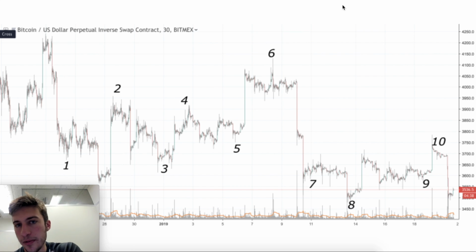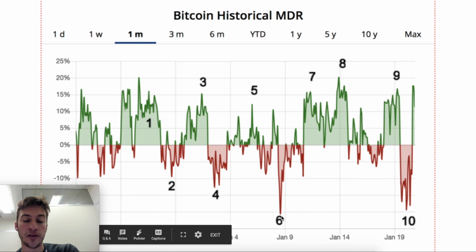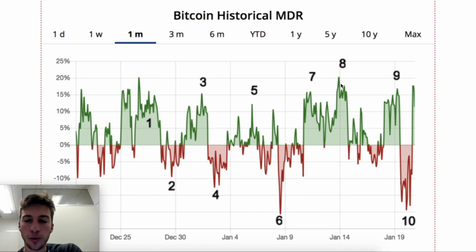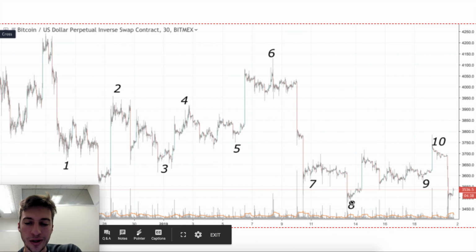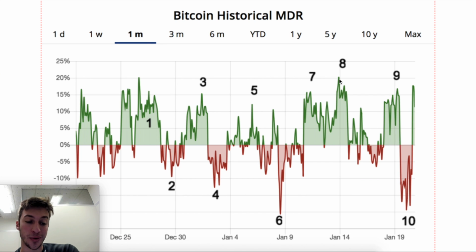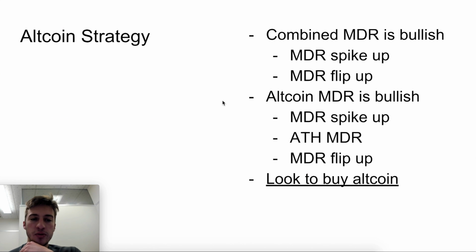But it's a similar situation where you expect things like point number 6, where MDR is very negative, meaning we have a lot more supply than demand. That's where price fell. Or point number 8, where MDR was massively high at plus 20% on Bitcoin. So price rises. So that is one thing you can look at as well.